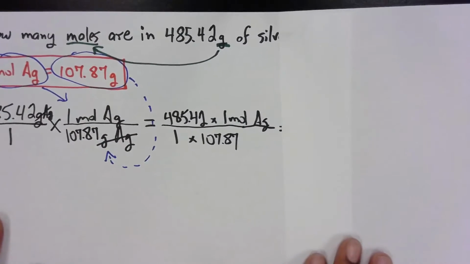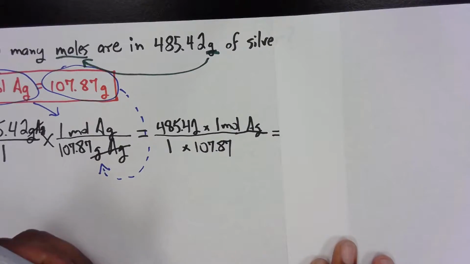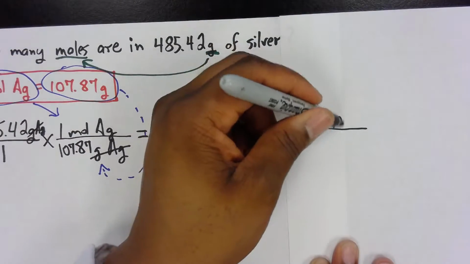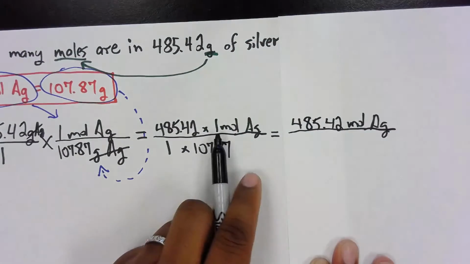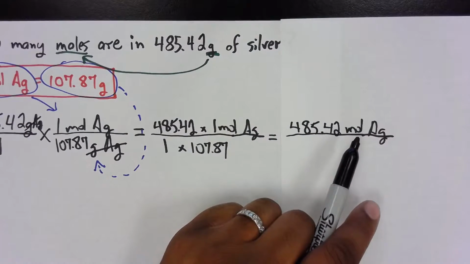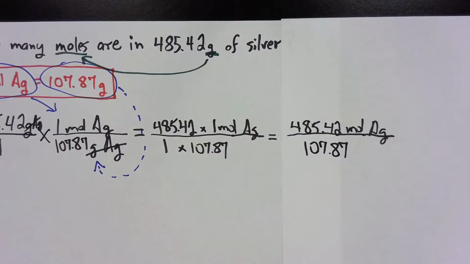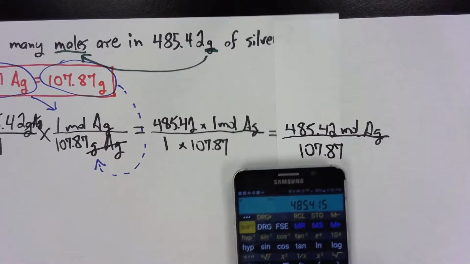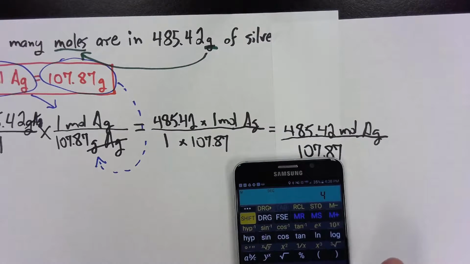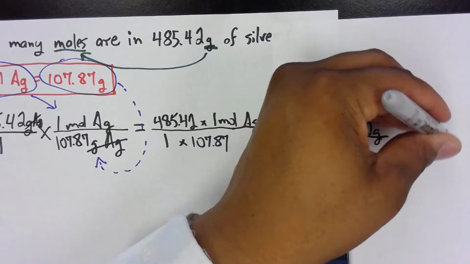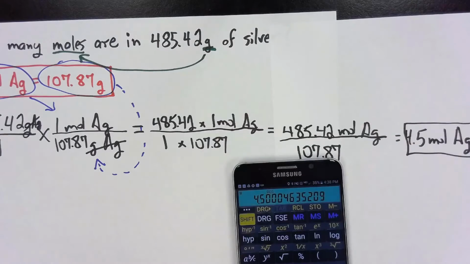So 485.42 times 1 mole of silver on top is going to equal 485.42 moles of silver. Any number times 1 is going to be itself. And then we're also adding the units. And then down here, 1 times 107.87 equals 107.87. And the last step is to solve. So I'm going to go ahead and grab my calculator and put in 485.42 divided by 107.87, and that's going to give me 4.5 moles. 4.5 moles of silver. And that is our final answer.